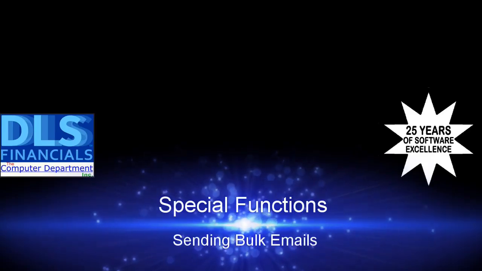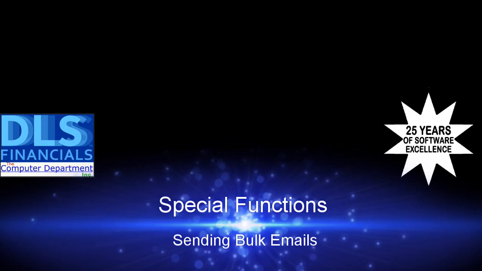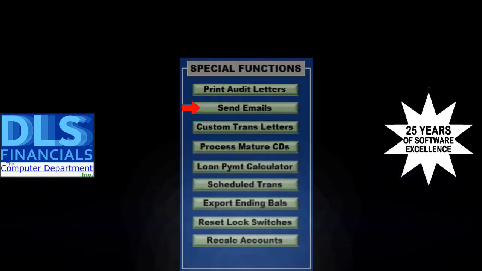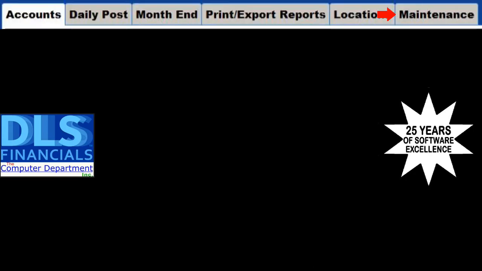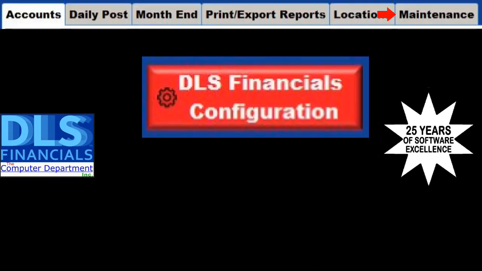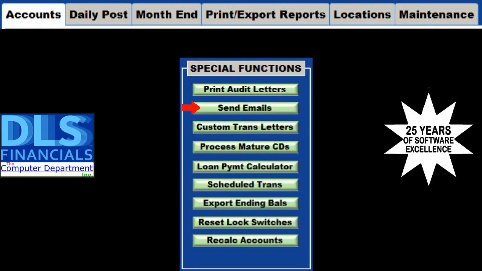Send Emails is the process by which you will send out any bulk emails from the DLS Financials program. This button will only be available to you if you have configured the email SMTP server in the Maintenance tab using the DLS Financials configuration form in the Email tab, seen here. Once everything is configured and you check the SMTP email setup verified, this button will turn on.